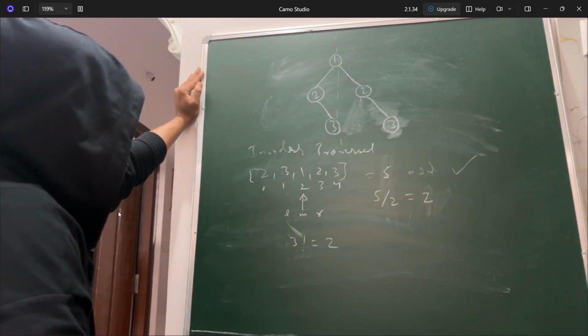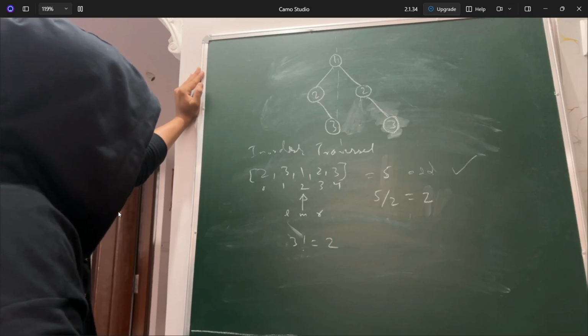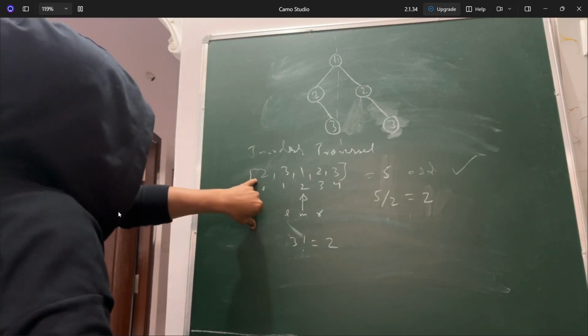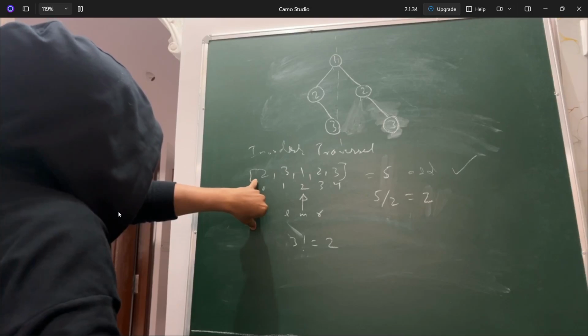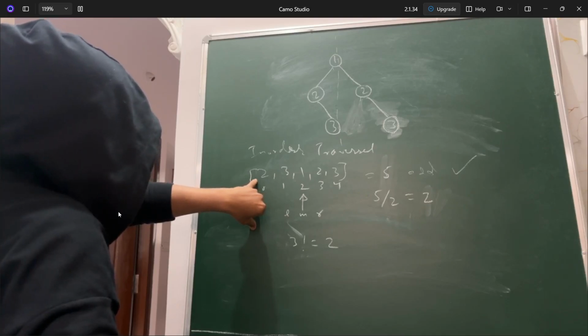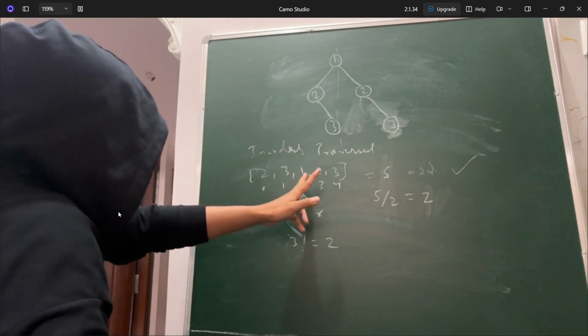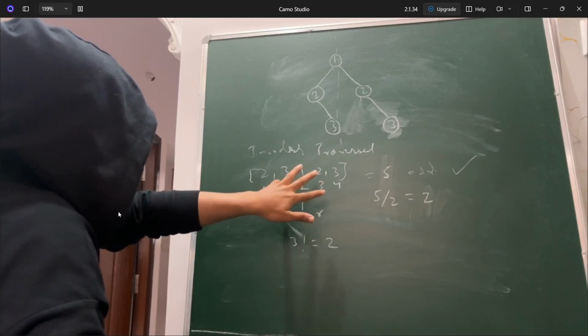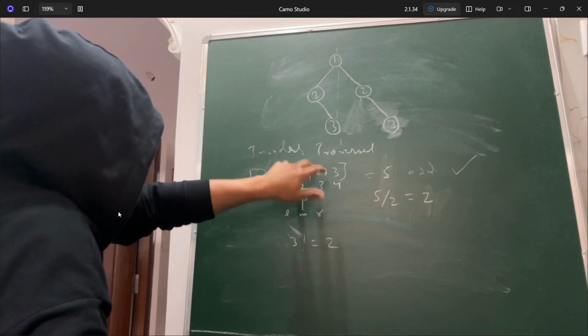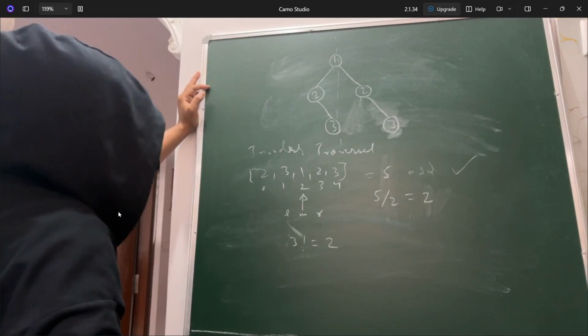Okay, so I think pretty much you got what we'll have to do. We'll have to first find the in order traversal, and from the middle we'll go to left and right and compare the values. If both are equal, fine, or else it is not fine.